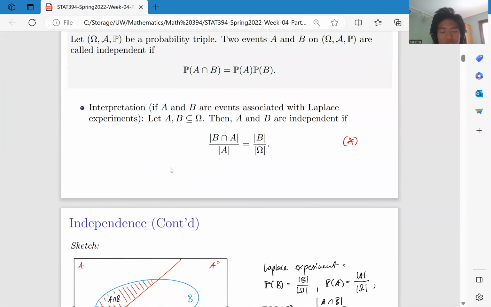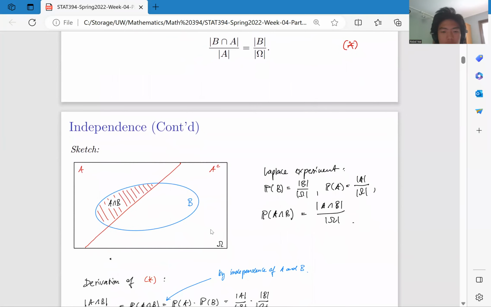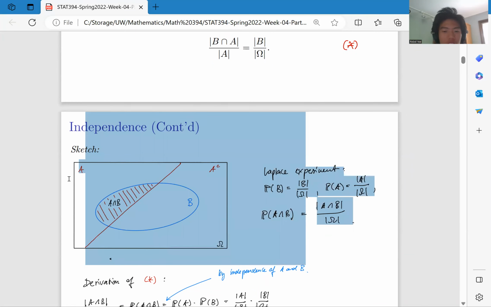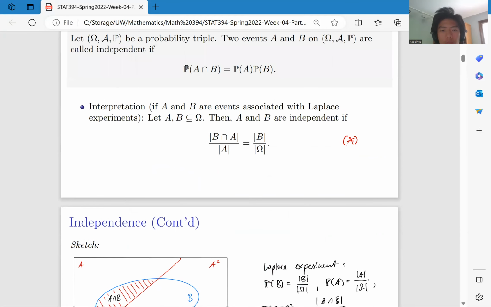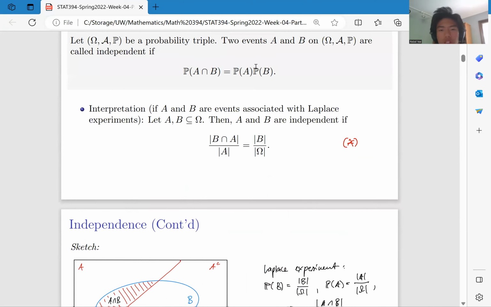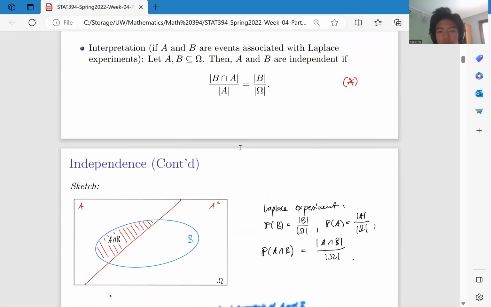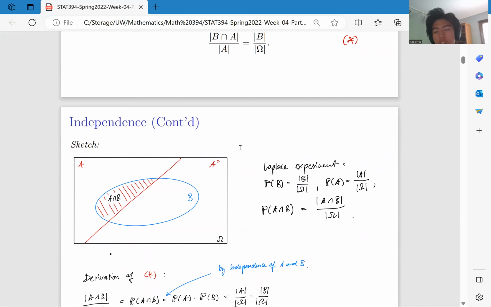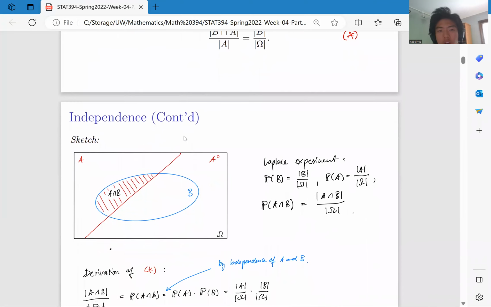And so you may say, oh well, what you said just now is very reasonable, but what to do with this formula? It doesn't look right because we were dividing, but here is a multiplication of two probabilities. So what we are doing here is to use the Laplace experiment definition to see that this formula is actually derived from this graph. Based on the Laplace experiment, the probability of B is the cardinality of B divided by the cardinality of omega, which is here.